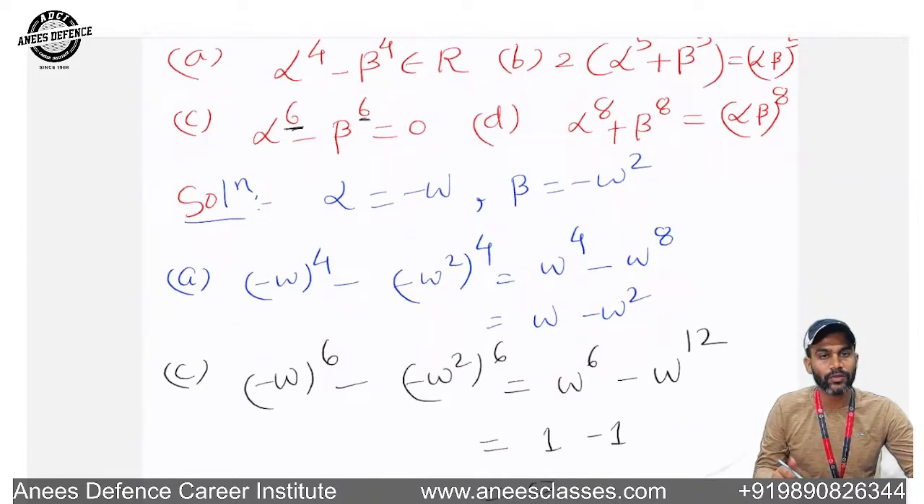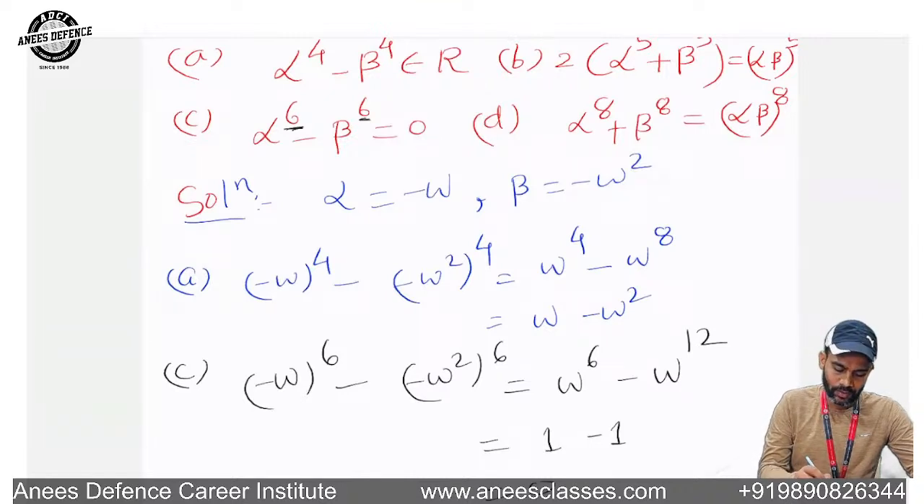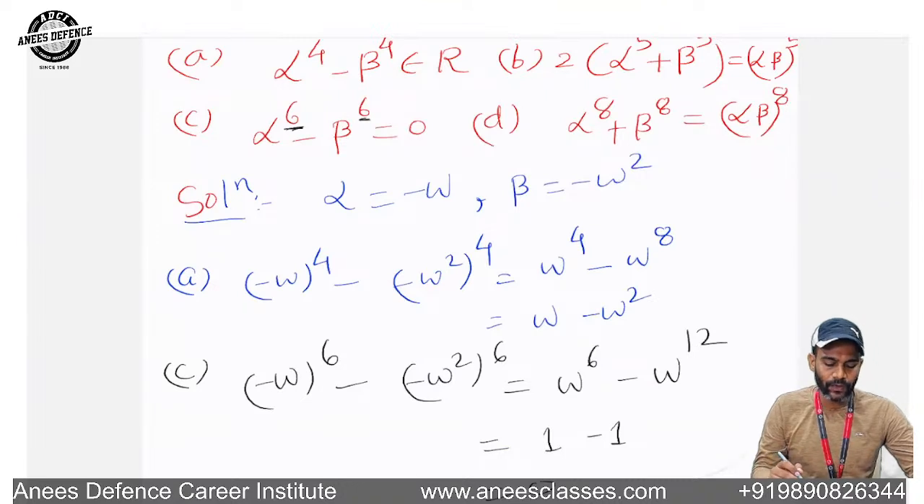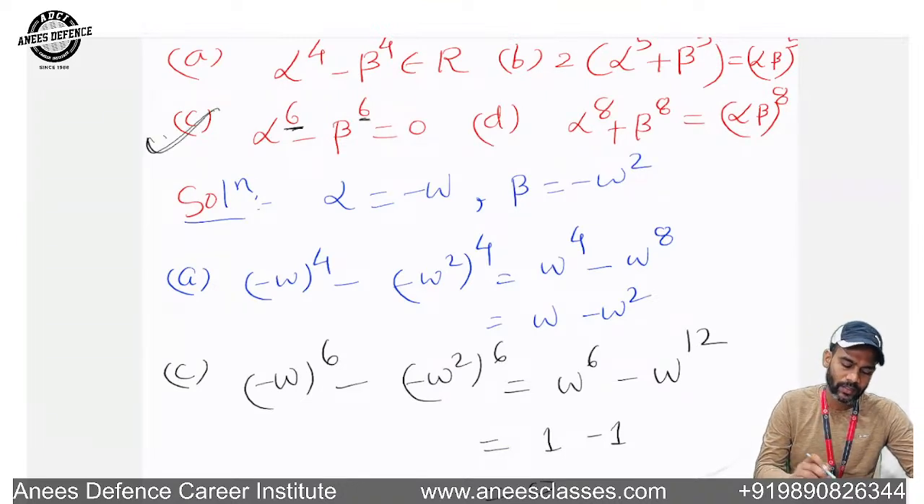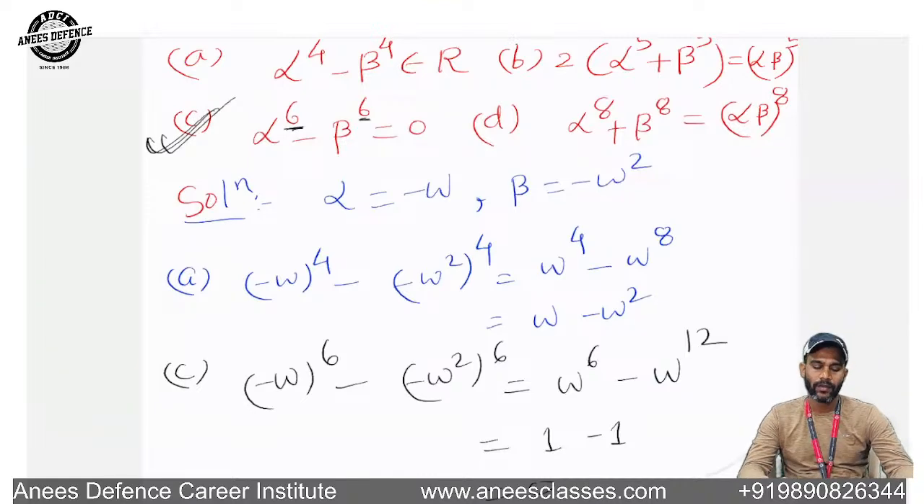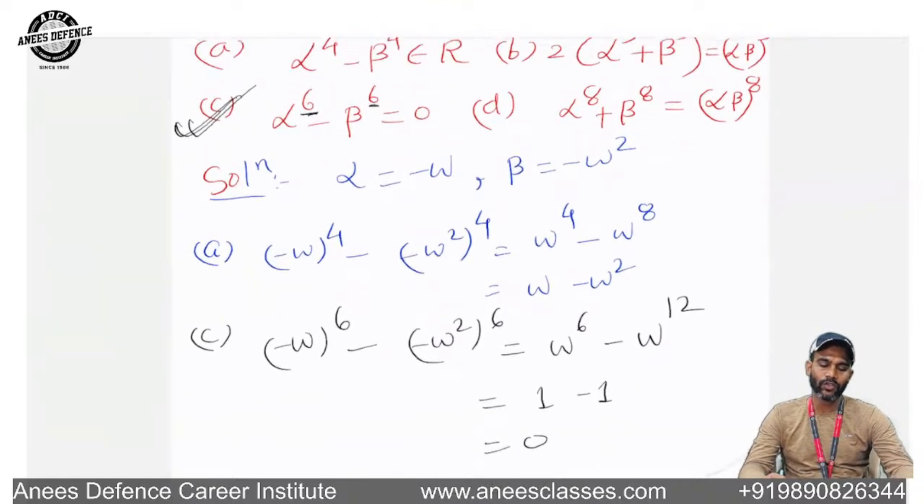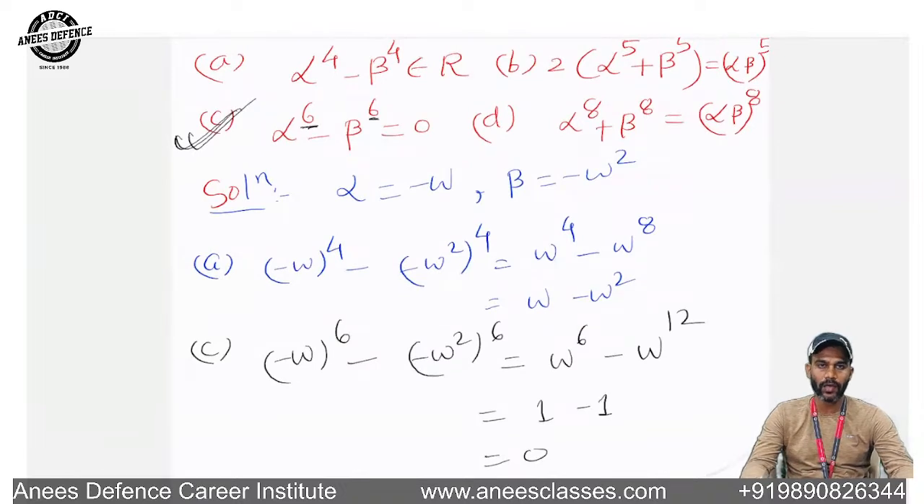So alpha raised to 6 minus beta raised to 6 becomes 0. It means which option is correct? C. I hope it is clear. So please observe the options and accordingly proceed. Yes or no? Otherwise, you may waste your time. Shall we move ahead?